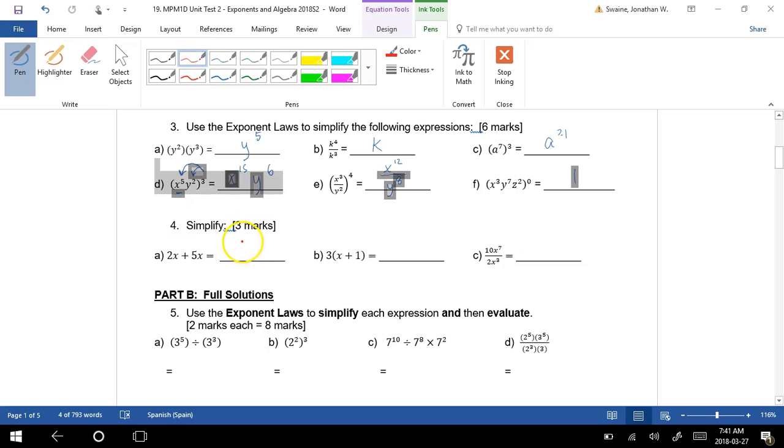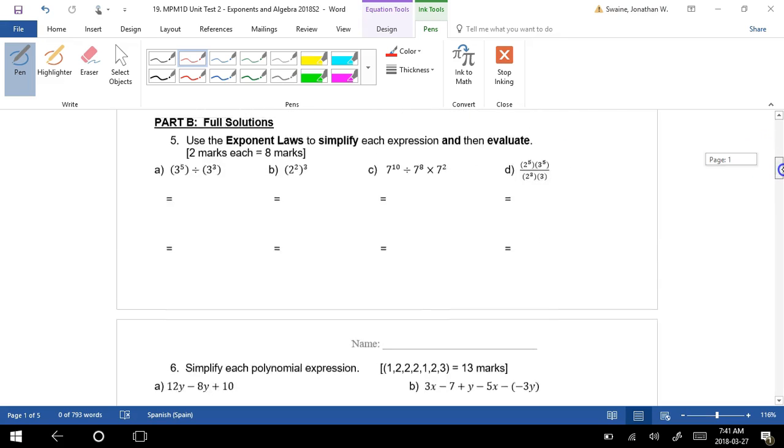2x plus 5x. Well, if you give me 2 of something and add 5 of something, I now have 7 of something. 3 times x plus 1, I have to multiply like this. So 3 times x is 3x, and then 3 times 1 is 3. And over here, 10 divided by 2 is 5, and x to the power of 7 divided by x to the power of 3 is x to the power of 4. Just like that. Keep going here.